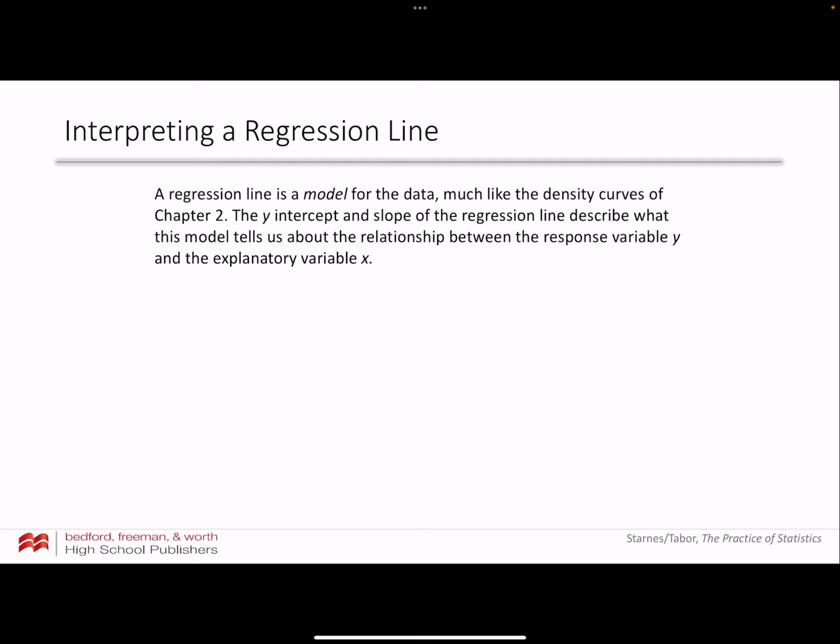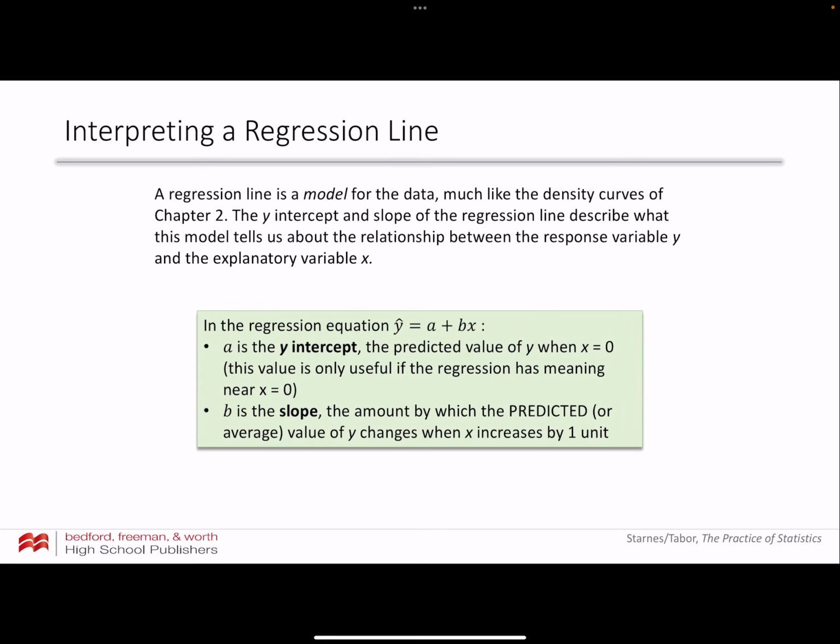All right, like we said in the very beginning, a regression line is a model for the data, much like the density curves of chapter 2. The y-intercept and the slope describe what the model tells us about the relationship. It summarizes the relationship between x and y. In the regression equation, y hat equals a plus bx, a is the y-intercept.